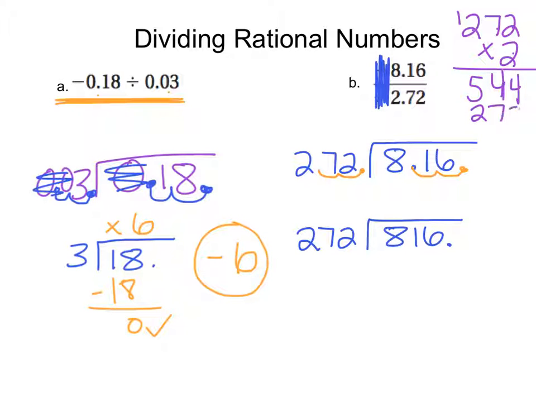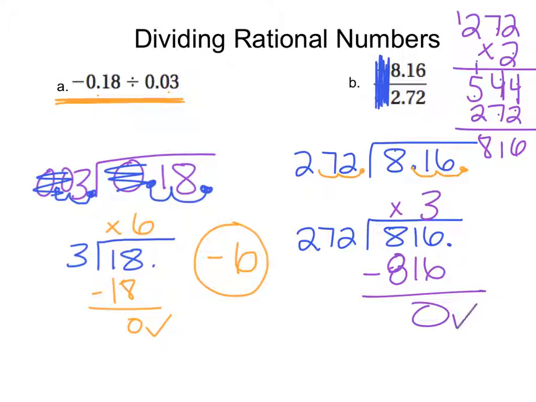So let's add another 272, and let's see if we go over 816 or not. 4 plus 2 is 6. 11, 5, 6, 7, 8. 800. Ooh, look at that. 816. It was 3 of them. And 3 times 272 is 816. When I subtract, I get 0.